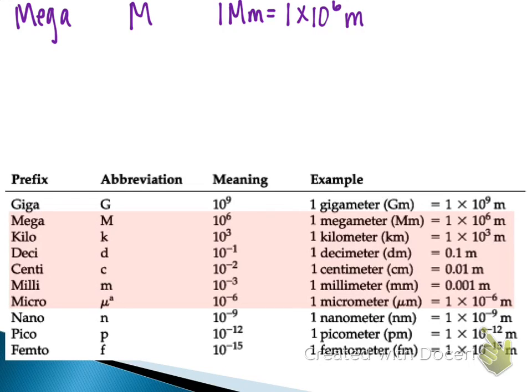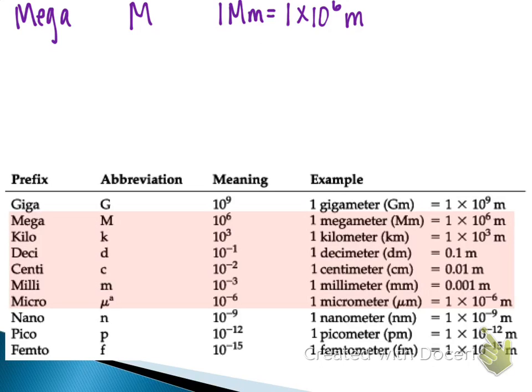I want you to understand that these prefixes apply to every type of unit. So if I said 1 megagram, how many regular grams would that be? 1 times 10 to the 6th, or a million, right? The prefixes apply no matter what. I am just using meters as an example to write this chart. Are we on the same page with that?